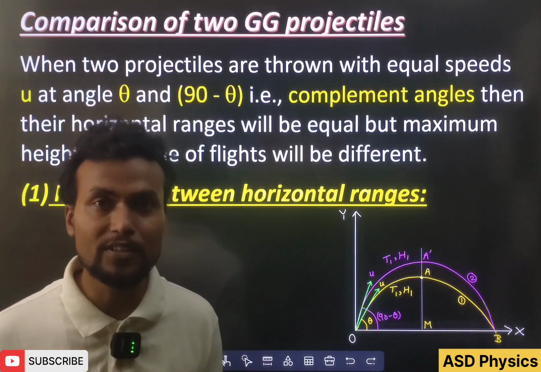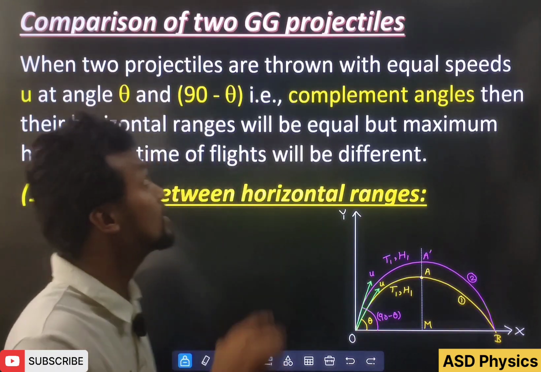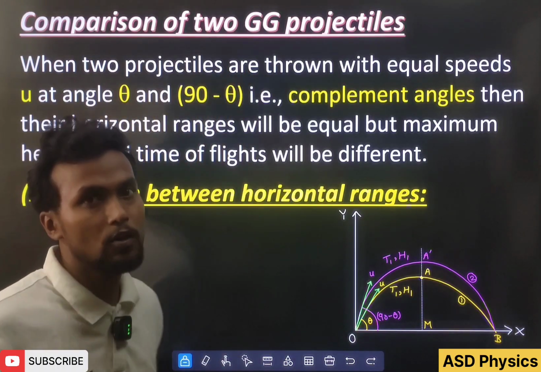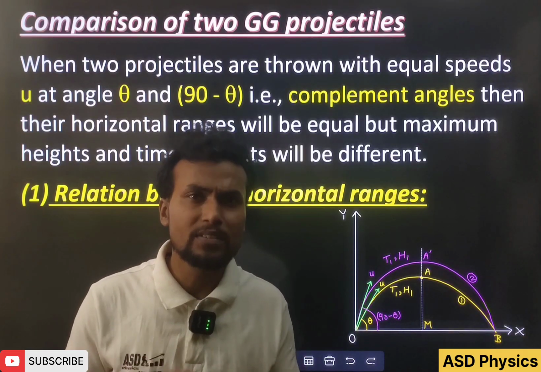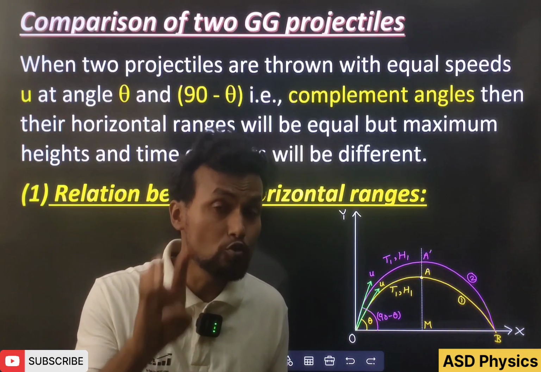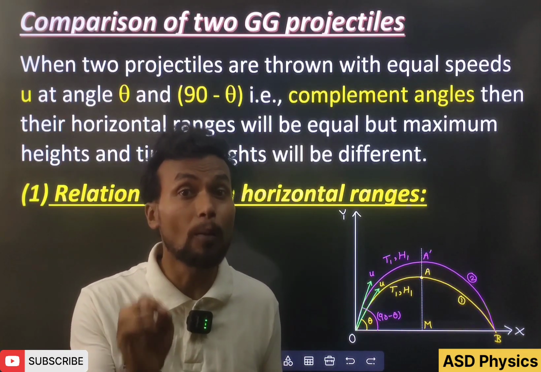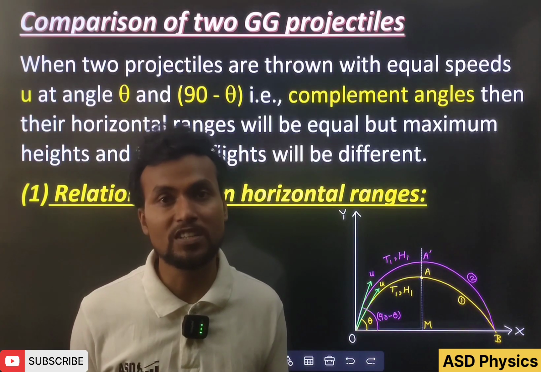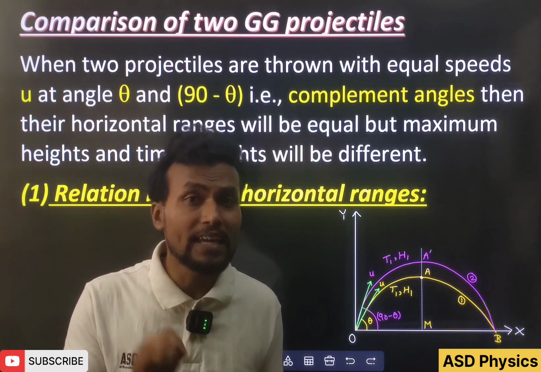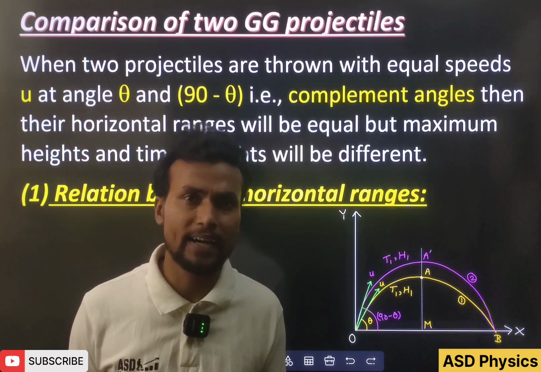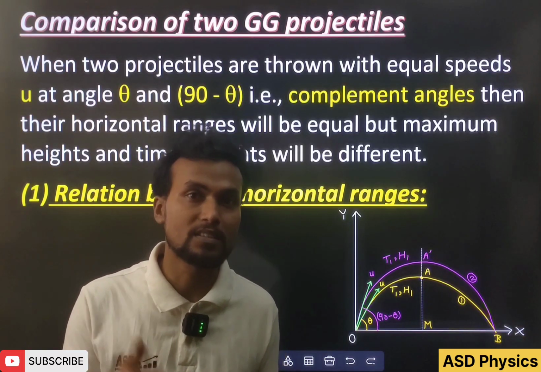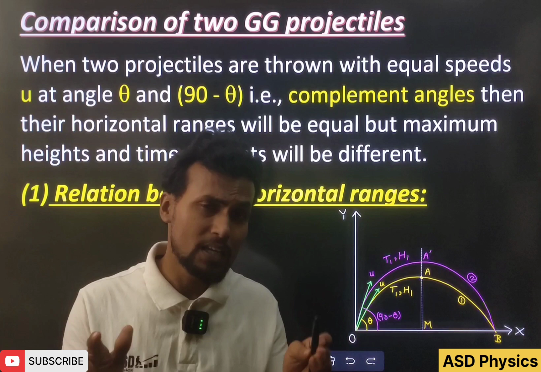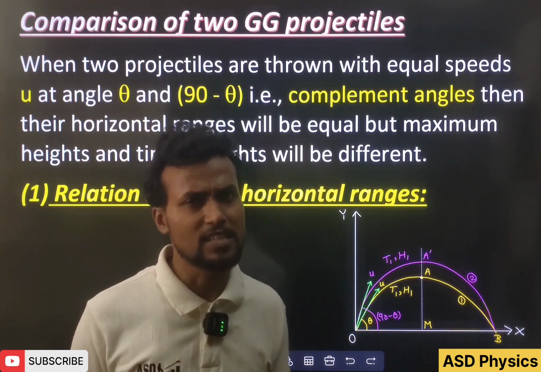So students, in this video we are going to learn about the comparison of two ground to ground projectiles. Here we are going to learn that when two projectiles are projected at complementary angles, that means the sum of both the angles of projection is 90 degrees, then the range of the projectiles will be the same. We will also compare maximum heights and times of flight, and we will get some important formulas also. Okay, so let's start the video.